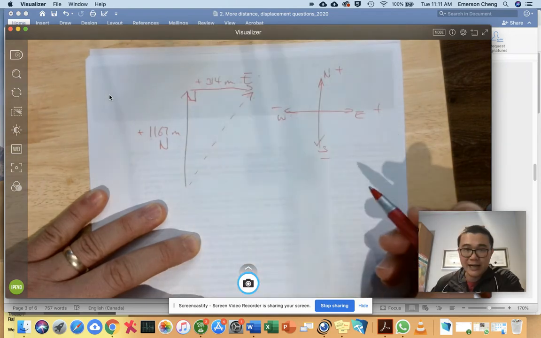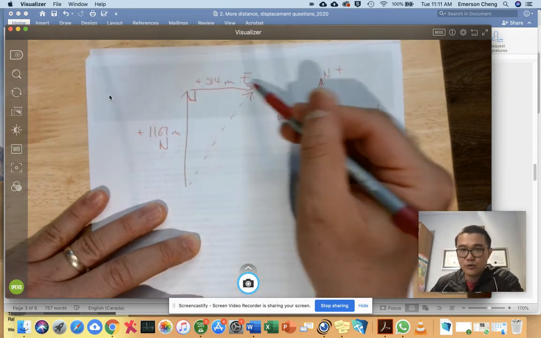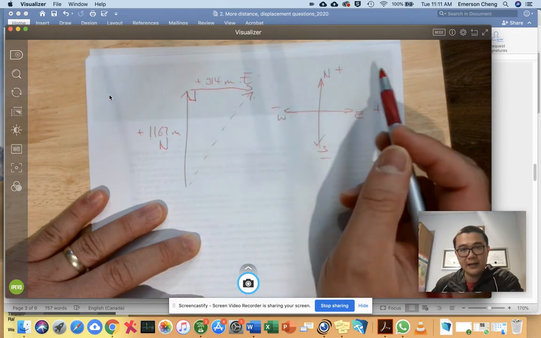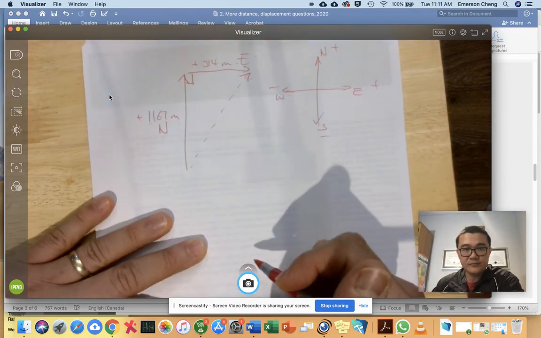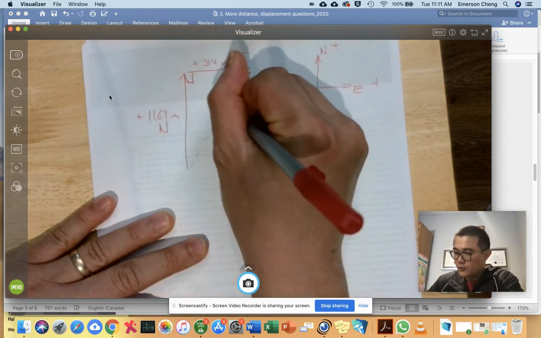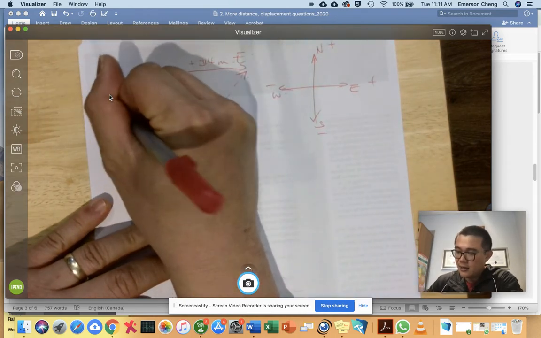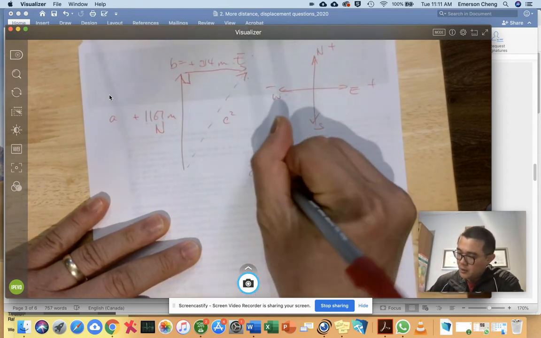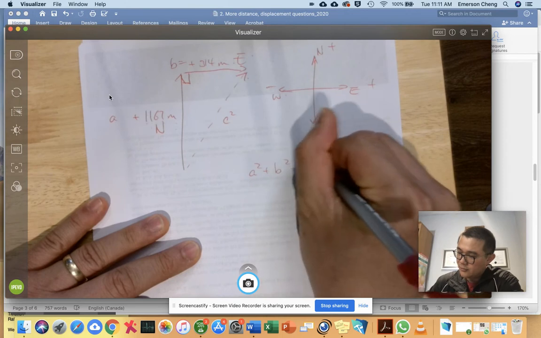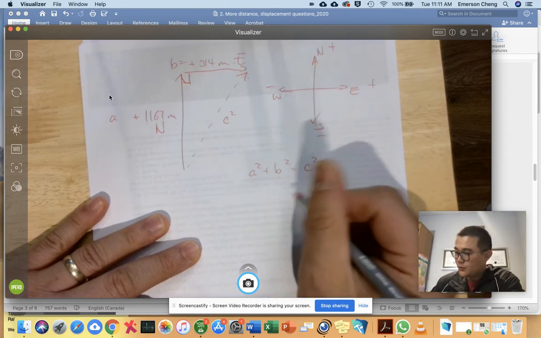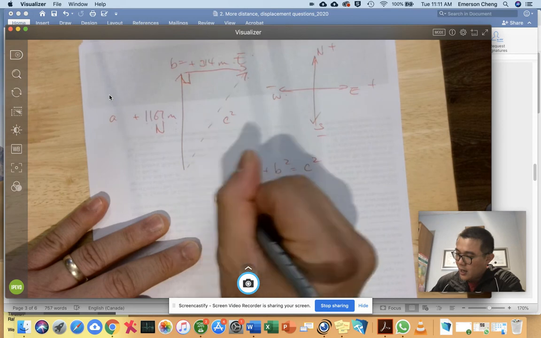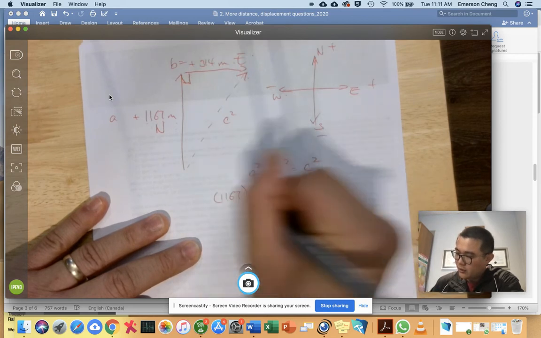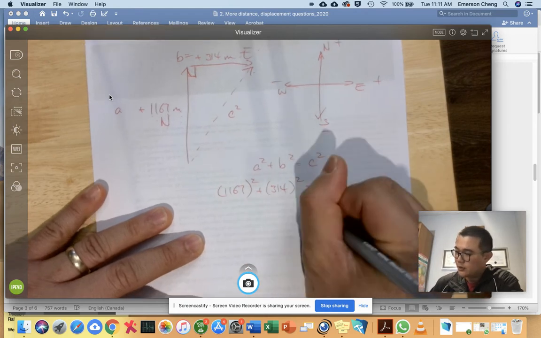Again, you should recognize that these two are perpendicular to each other, at a right angle. In this case, you want to find out what this length is. To do that, this would be your c squared. Let's just say this is a, this is b. So again, a squared plus b squared equals c squared. Now a is 1,167 plus 314 squared, so all these squared equals c squared.